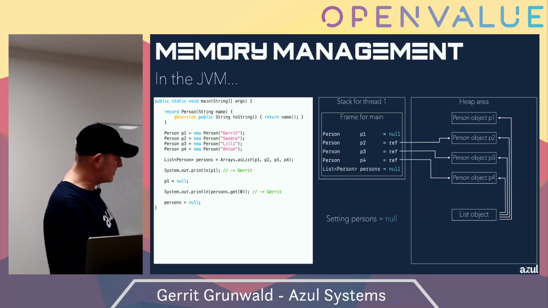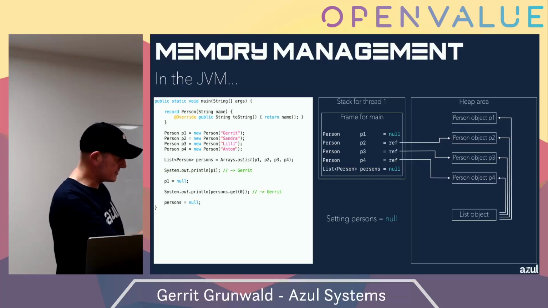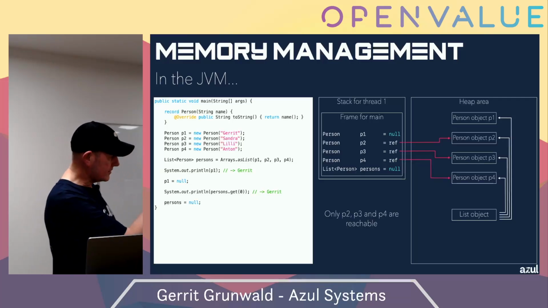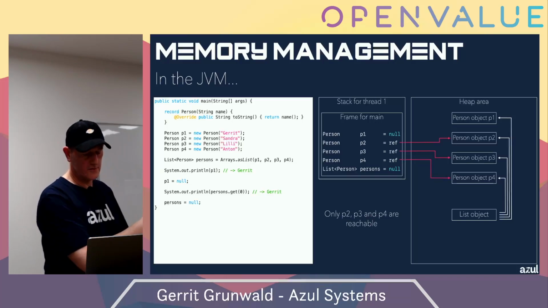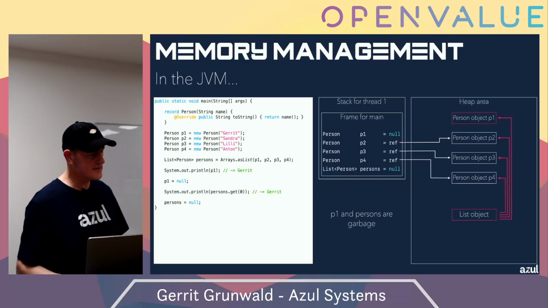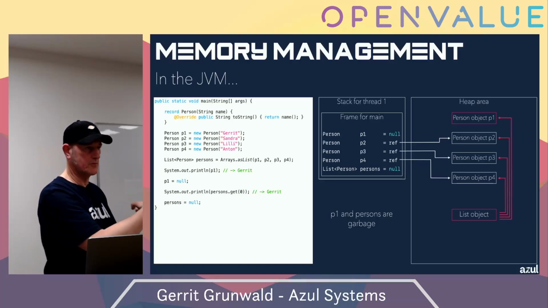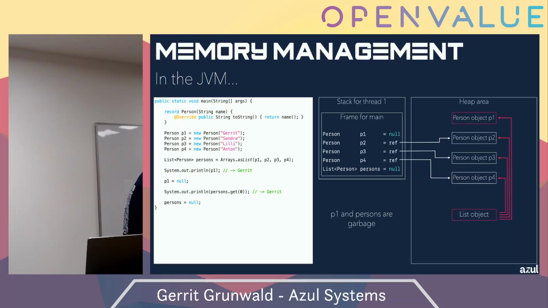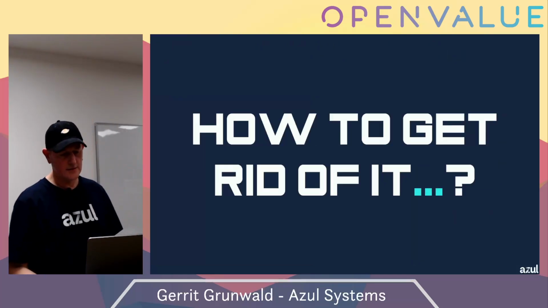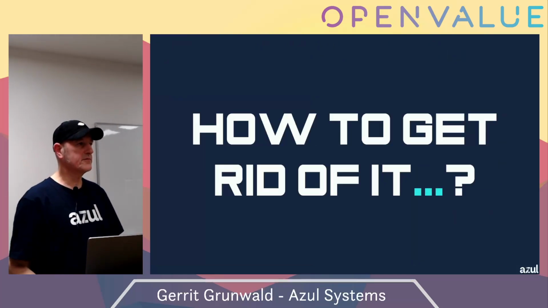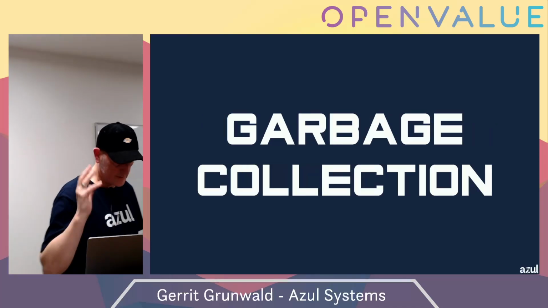If I set the list now to null, the reference to the list is gone, and then only these 3 objects are reachable, right, from the stack. That means the rest is garbage. It's lying around. It still consumes the space and memory, so we can't allocate new memory there because they are still objects. And how to get rid of this stuff? Garbage collection, right? This is the main idea behind it.